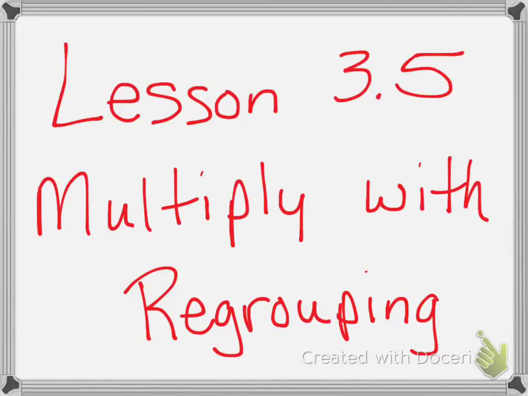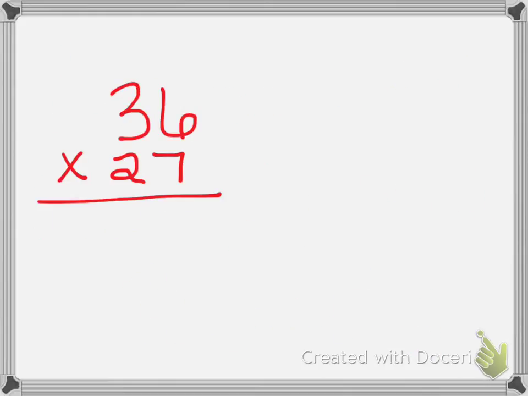Lesson 3.5 is multiplying with regrouping, and this would be very similar to how we were taught growing up, with just a few minor changes. So my first example is 36 times 27. I'm going to start with my 7 in the ones place times the 6 in the ones place. That's going to give me 42.